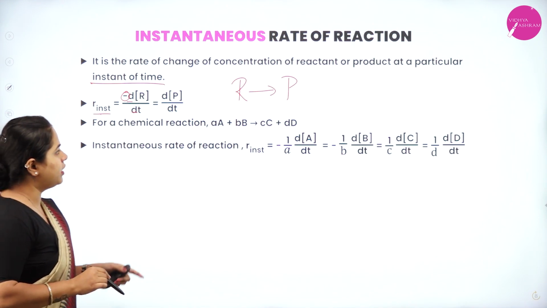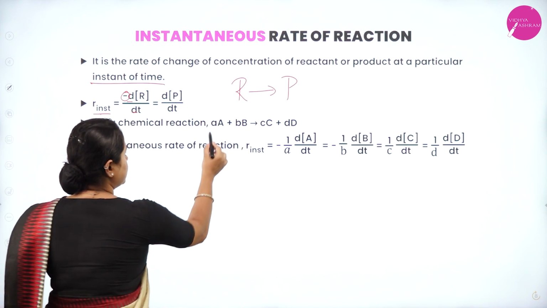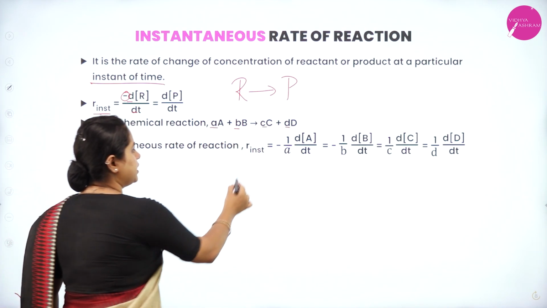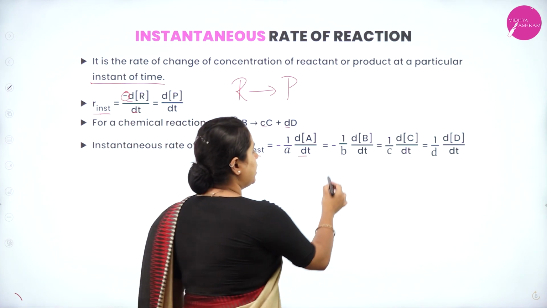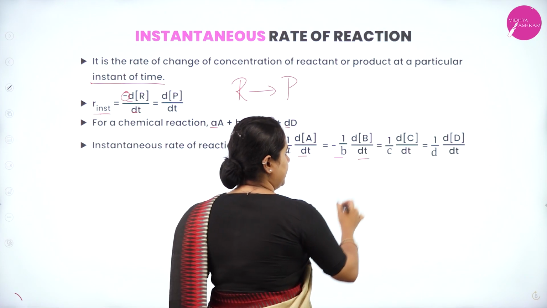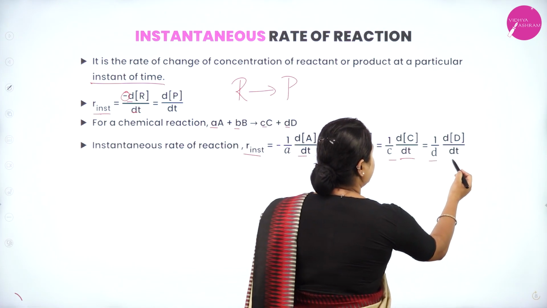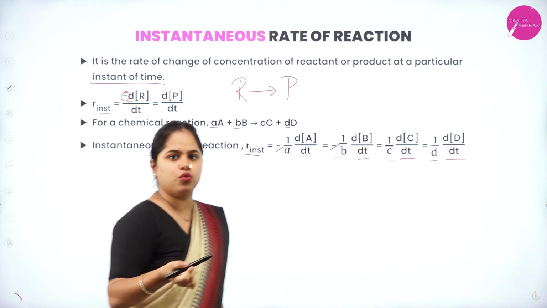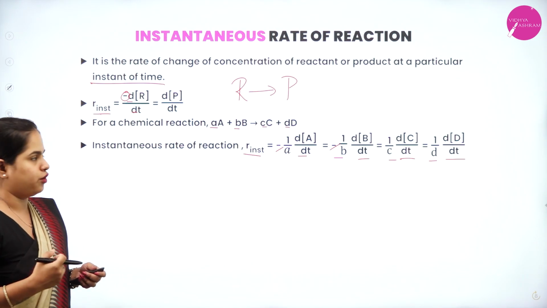Now for a chemical reaction, aA plus bB giving cC plus dD. Again, what do we have to do with this a, b, c and d? We have to take the inverse of that. So the instantaneous rate will be minus 1 by a dA by dt and minus 1 by b dB by dt equal to 1 by c d by dt of C equal to 1 by d d by dt of D. Here you can see the negative sign because these two are reactants. So this is how you have to represent the instantaneous rate of a reaction.